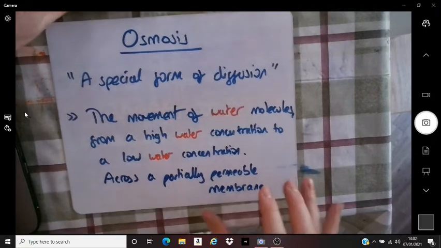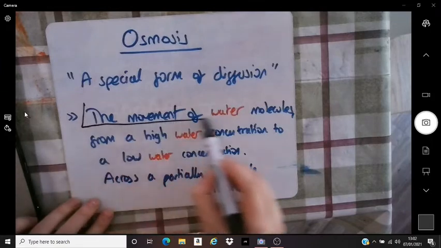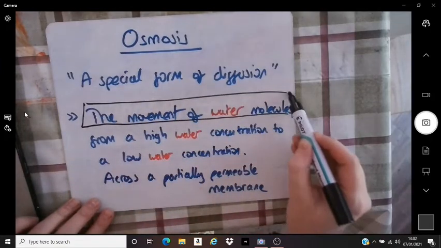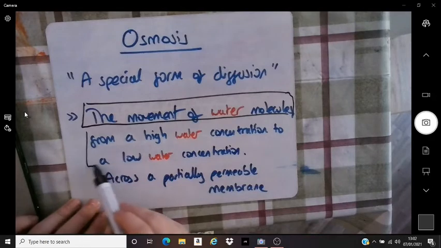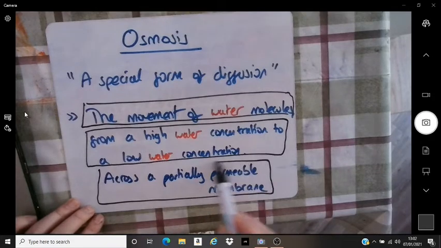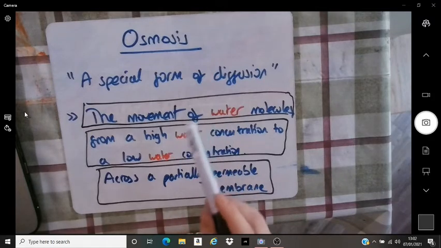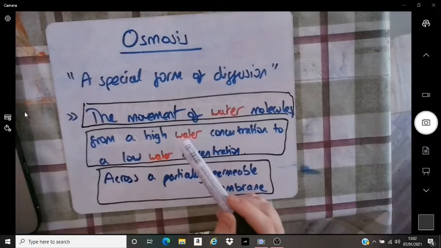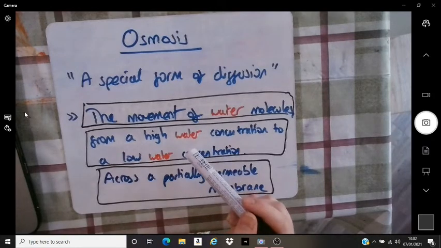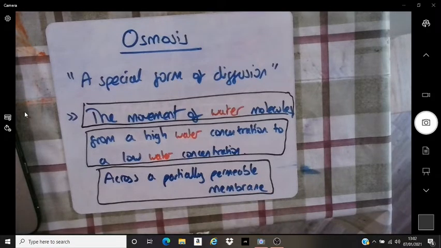We can split this into 3 marking points. 1 marking point for the movement of water molecules being identified. 1 that you're saying from a high water concentration to a low water concentration. And the final one is always a marking point for stating it is across a partially permeable membrane. Students in exams are usually very good at remembering this bit, because this bit can be a little bit tricky, the concept of high water concentration to a low water concentration. But they tend to forget the membrane part, which is always worth a mark.